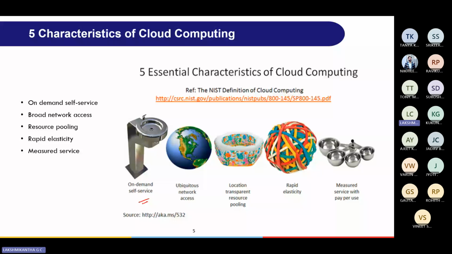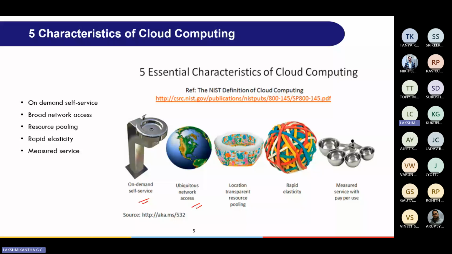And what about broad network access? The second one is ubiquitous network access, right? The capabilities are available over the network and accessed through standard mechanisms. So typically we are going to use the internet here. This promotes use by heterogeneous client platforms, so you can use mobile phones, laptops, desktops, or PCs to access all these networks.